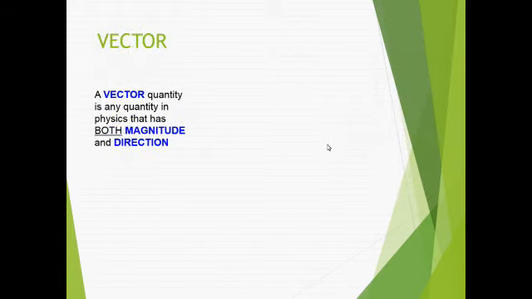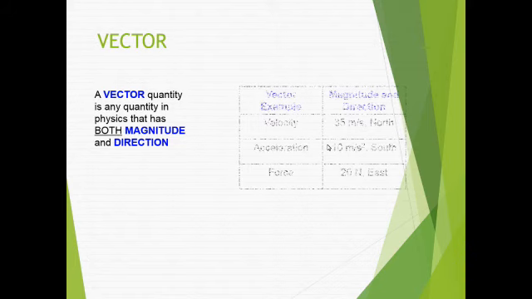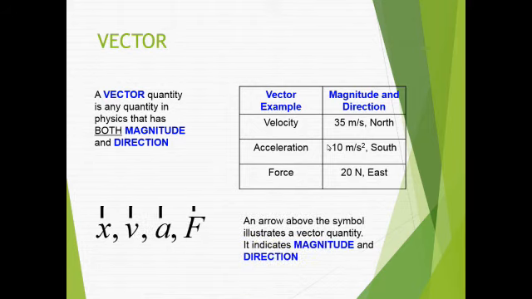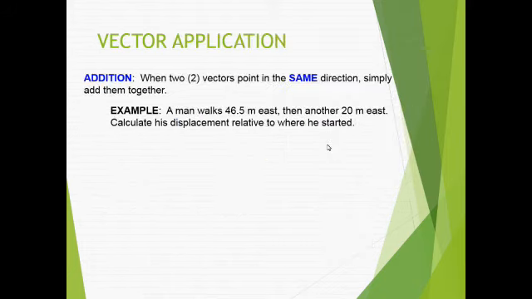A vector quantity is any quantity in physics that has both magnitude and direction. The velocity is 25 meters per second north. The acceleration is 10 meters per second squared south. The force is 20 newtons east. An arrow above is the symbol that illustrates a vector quantity, indicating magnitude and direction.